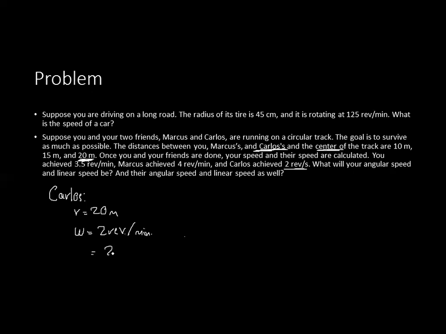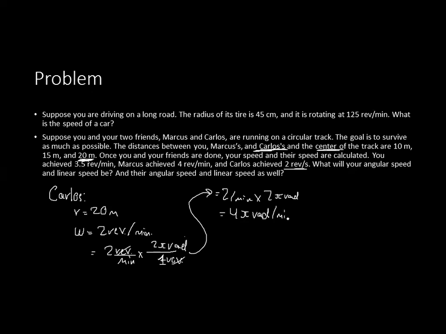So let's convert this one into radians so that we can find our linear speed. So this is 2 pi radians all over 1 revolution. So cancel the revolutions. So what you will have here is 2 per minute times 2 pi radians. So you will have 4 pi radians per minute. All right, so that's for Carlos.